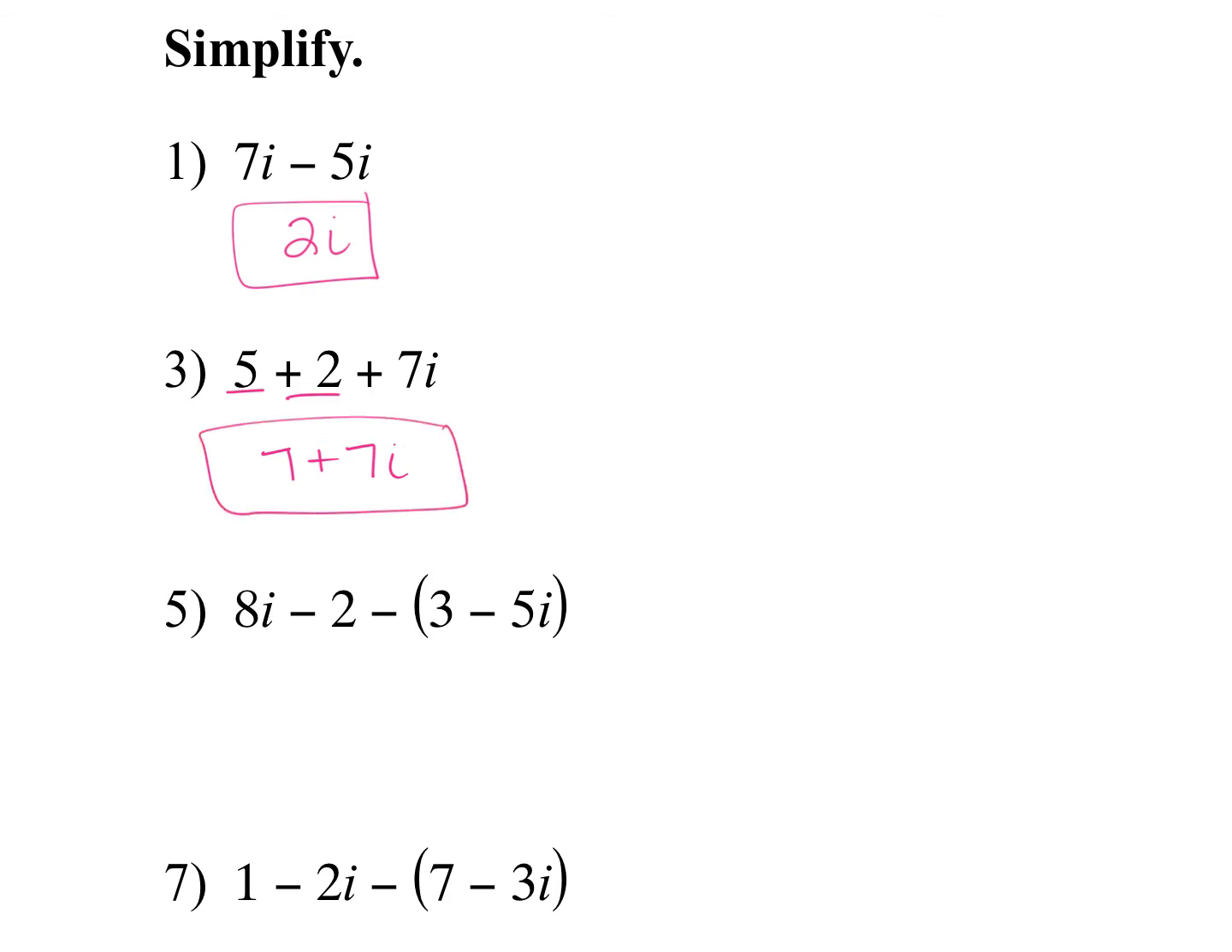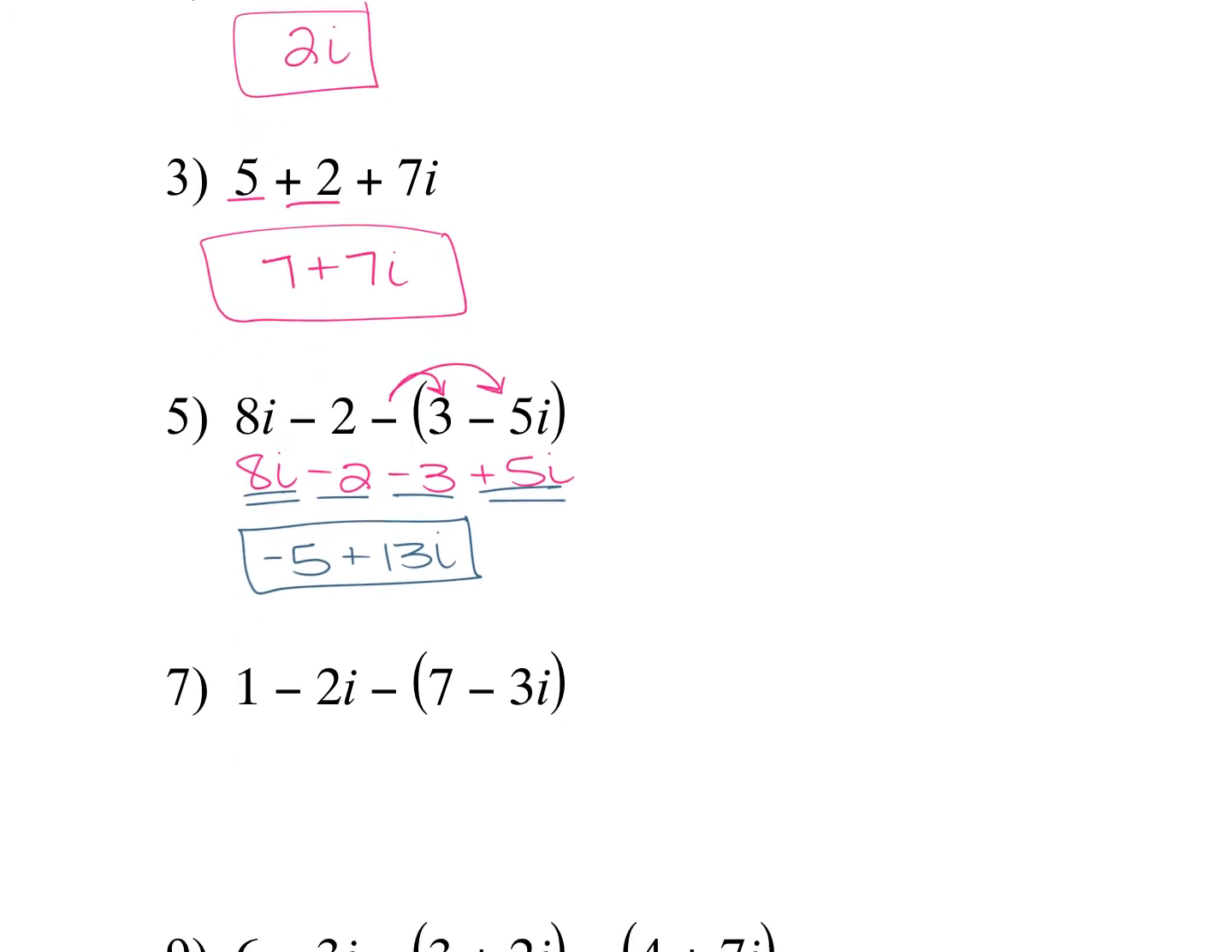Sorry. For 5, we have 8i - 2 - (3 - 5i). So the first thing we're going to do with this one is distribute that negative into the parentheses. That's going to give us 8i - 2 - 3 + 5i. From here, combine your like terms. Since I have to give the answer in a + bi form, I want to combine my constants first. So that -2 and that -3. That's going to give us -5. Then we have that 8i and that 5i that add to give us 13i. So that's just -5 + 13i.